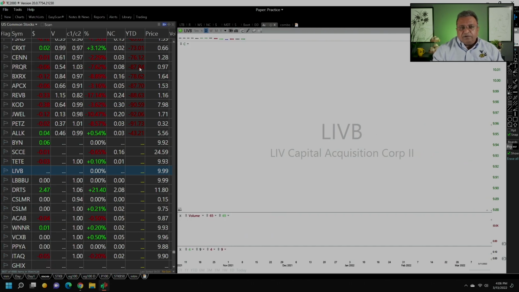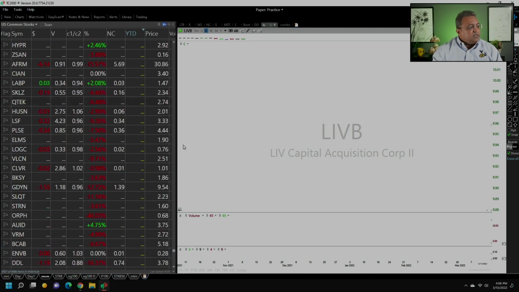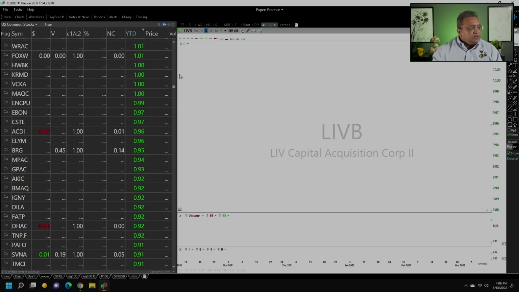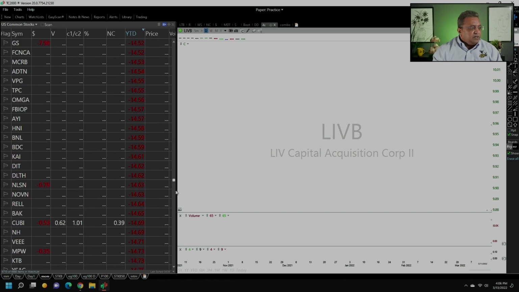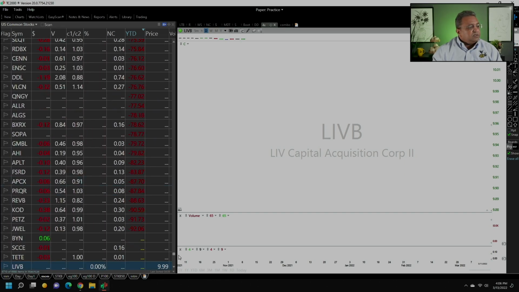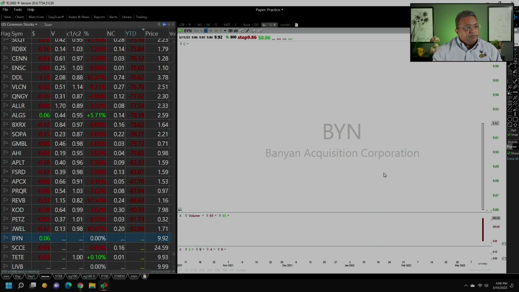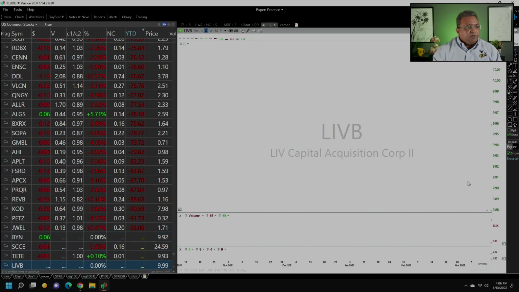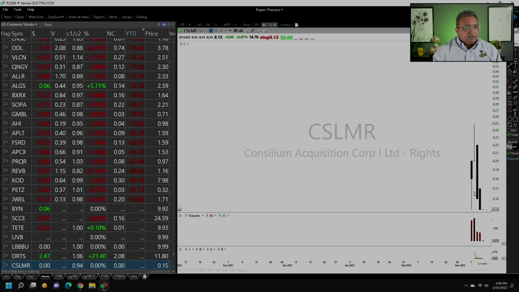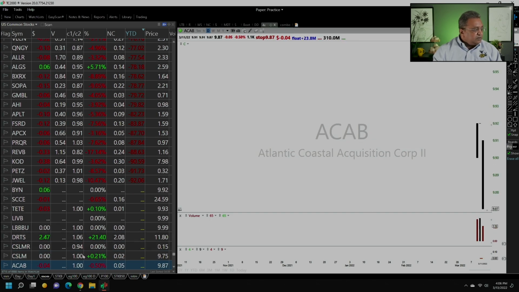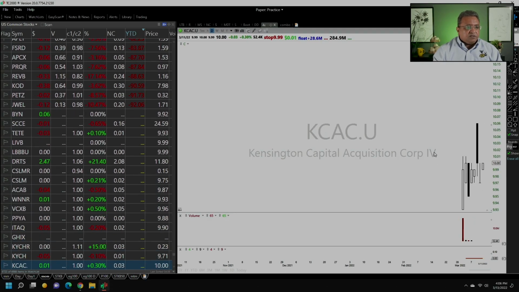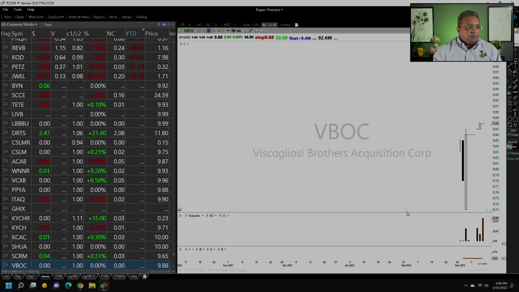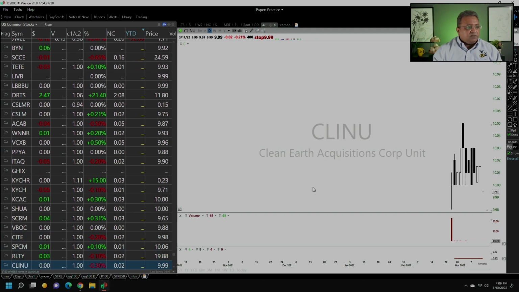If you want to find IPOs which have happened since the first trading day of the year, you just sort by YTD, year to date. And if you sort by year to date, stocks which don't have a value associated with them, these are all stocks which IPO'd since the first day of trading this year. So you see, now obviously some of these stocks are not trading, but you'll see some of them are trading, right? And these are the stocks which happened.